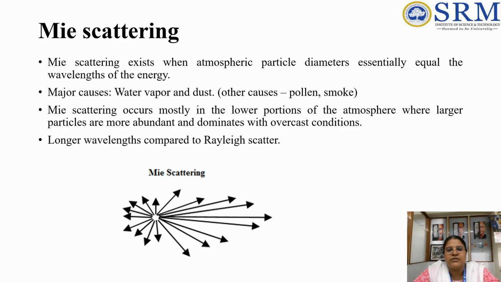The second one is Mie scattering. This scattering exists when the atmospheric particle diameter is essentially equal to the wavelength of the energy. Water vapor, smoke, and dust are the major causes of this type of scattering. It occurs mostly in the lower portion of the atmosphere where larger particles are more abundant, because gas molecules are present in the upper portion of the atmosphere, and smoke, water vapor and dust are present in the lower portion. Longer wavelengths are visible more when compared to Rayleigh scattering. The scattering will have a longer wavelength than the Rayleigh scattering.